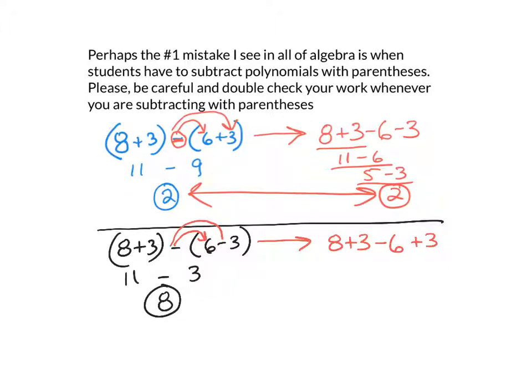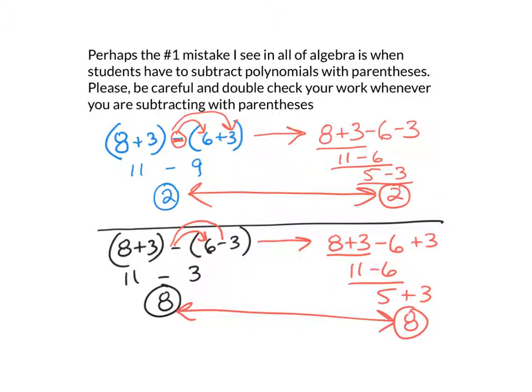Now if I go through and solve this, 8 plus 3 gives me 11. 11 minus 6 gives me 5. And 5 plus 3 once again gives me an answer of 8, which is the same answer I got when I did it the first time.